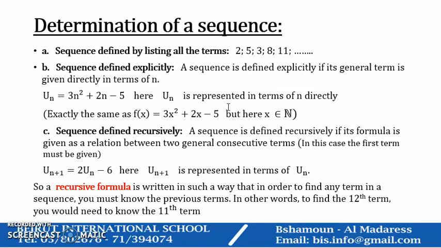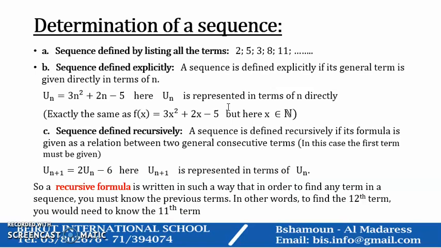Determination of a sequence. We have three forms to determine or to represent a sequence. The first one, sequence defined by listing all the terms. This is the first way to represent or to determine a sequence. We can write all the terms of the sequence. The second form, sequence defined explicitly. What do we mean by this? The sequence un is given in terms of n, as un equal 3n squared plus 2n minus 5. Similarly to the function f of x, which is equal to 3x squared plus 2x minus 5.